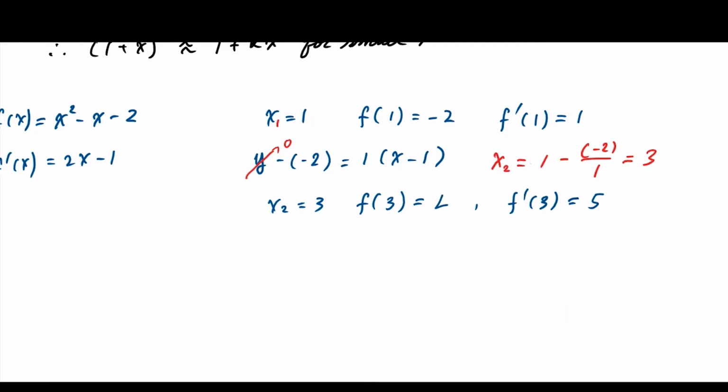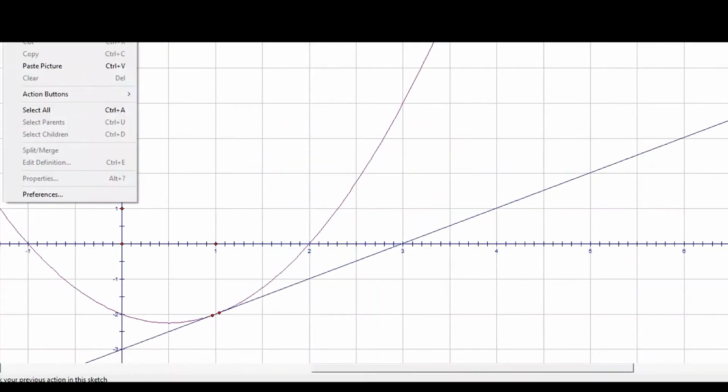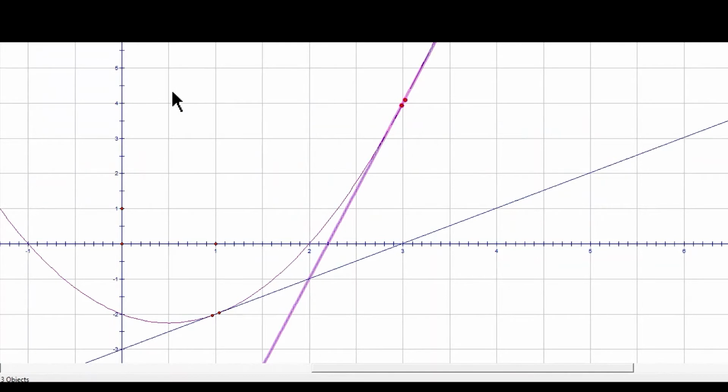4. Okay, 4 is correct. Good job, children. Okay, shall we do linearization again? So we have y minus 4 is equal to your slope 5 and x minus 3. I'm going to draw it. That's this one, isn't it?